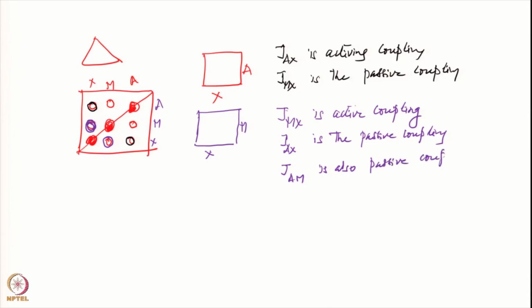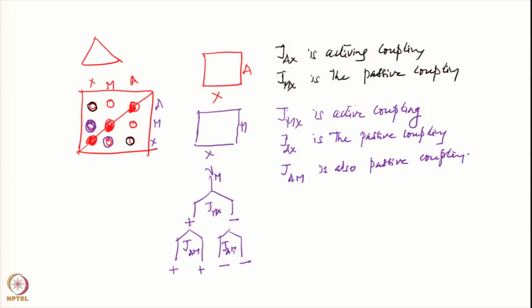Let me demonstrate that here. Let us draw the M multiplet. For this particular case, the M multiplet is plus minus from JMX, and let us say MX is greater than AM, this is plus plus minus minus, and this is JAM coupling, and now this is for M.